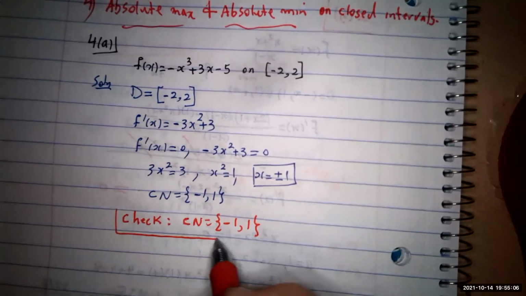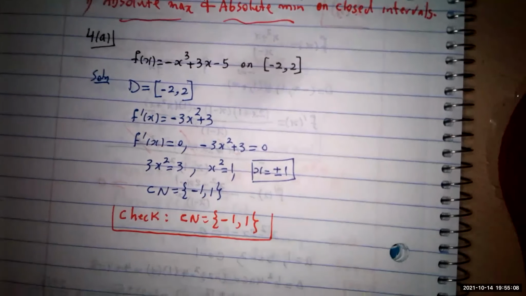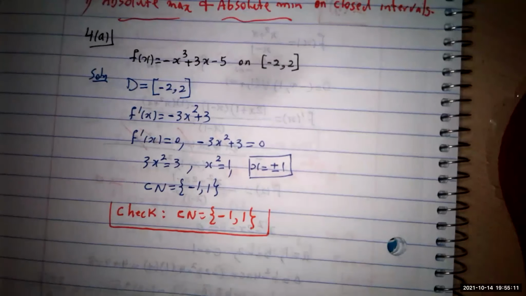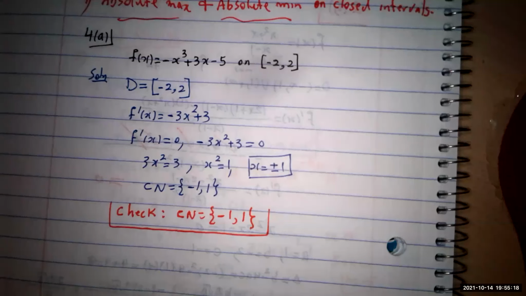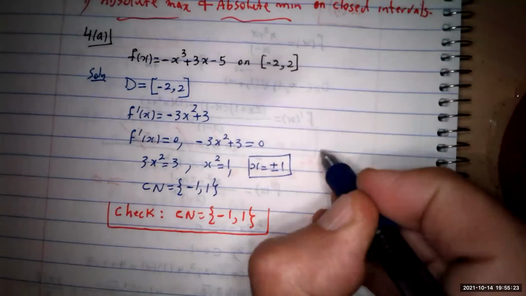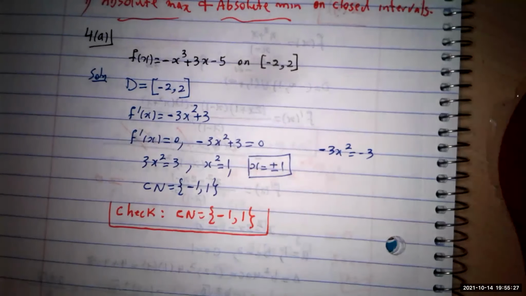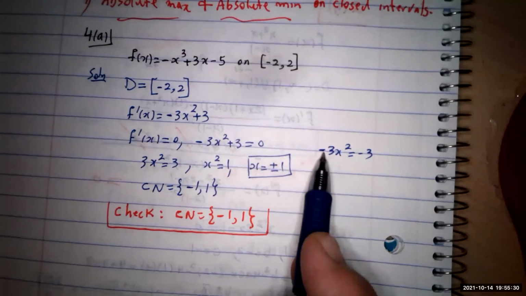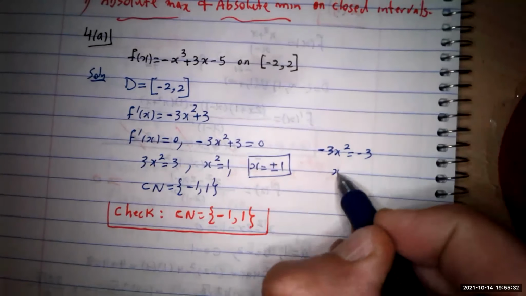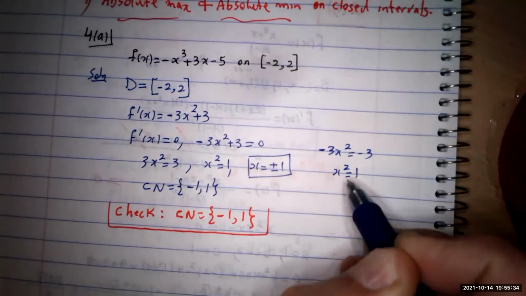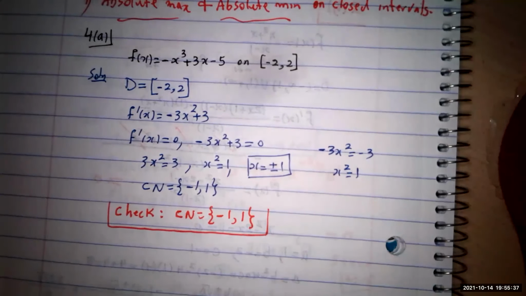Professor, sorry to interrupt. But when you move the 3 to the other side, wouldn't it make it -3? No, I moved -3x squared to the other side. Oh, okay, thank you. It's the same. If you want to move the other one, you move your -3, so that gives you this one. Now negative would be positive, so x squared would be 1 again. It doesn't matter, you can move either one.